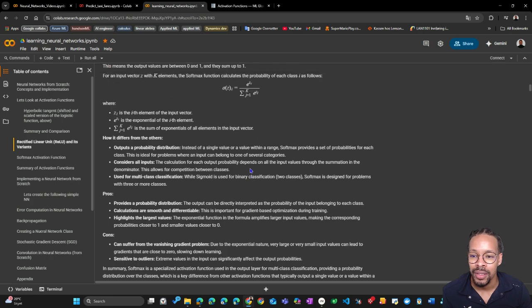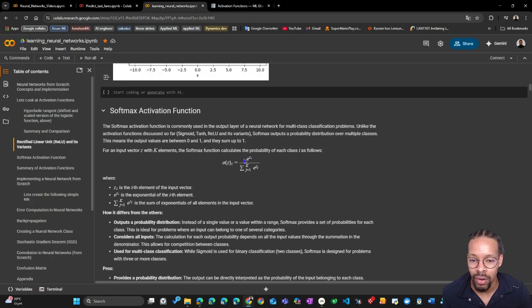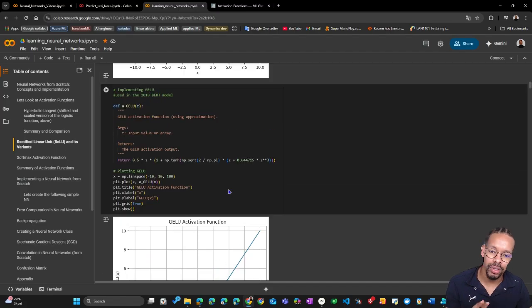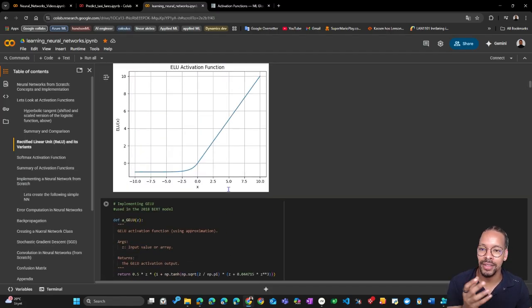So the function is that you take the exponential of the output, and you sum all the outputs up to the last output and find the exponential of that too. So that's how you do the softmax function. We will look into this later on when we do multi-class classification. But for now, let's focus on the rectified linear unit and the sigmoid, which gives us 0 or 1 usually.